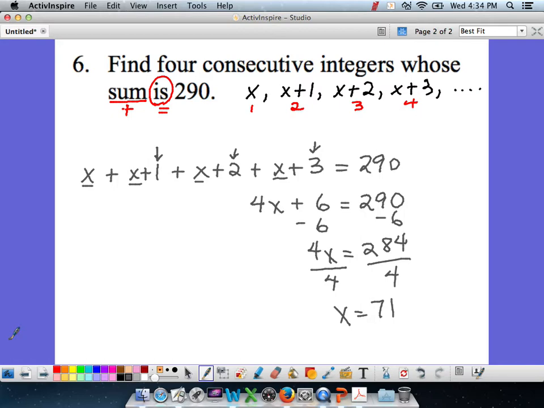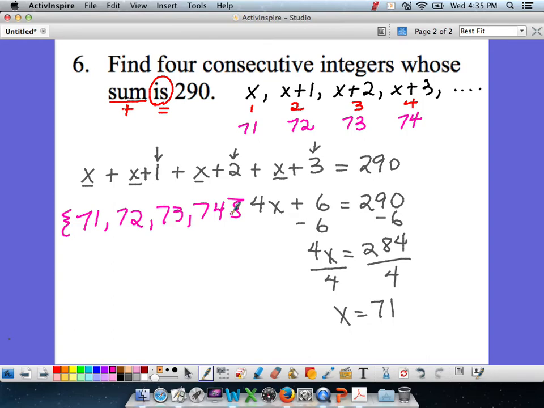If it says consecutive numbers, all's fair game. But integers are very specific. Another thing is, I'm looking for 4 consecutive integers. Be sure to answer the question it asks. In other words, when I answer this, I need the 4 consecutive integers. I have x is 71. 71 plus 1 is 72. 71 plus 2 is 73. 71 plus 3 is 74. So this answer would be 71, 72, 73, and 74.